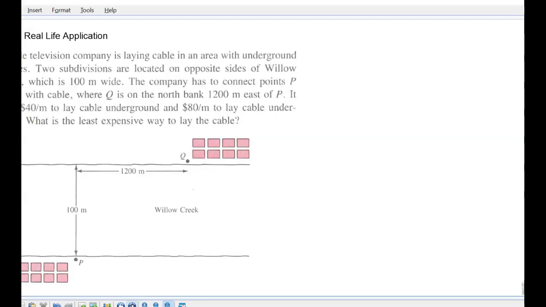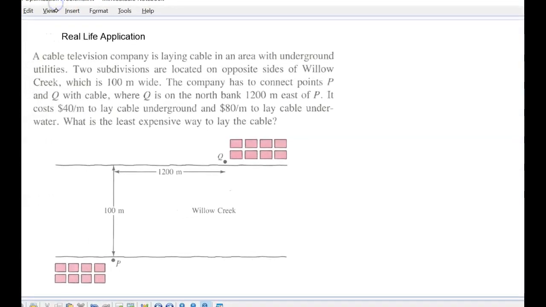Okay, in our next example, let's see if I can make this window a little bigger. There we go. We have a cable television company laying cable in an area with underground utilities, and two subdivisions are located on opposite sides of Willow Creek, which is 100 meters wide. The company has to connect points P and Q with cable, where Q is on the north bank, 120 meters east of P, and it costs $40 a meter to lay the cable underground and $80 a meter to lay the cable underwater. What is the least expensive way to lay the cable?